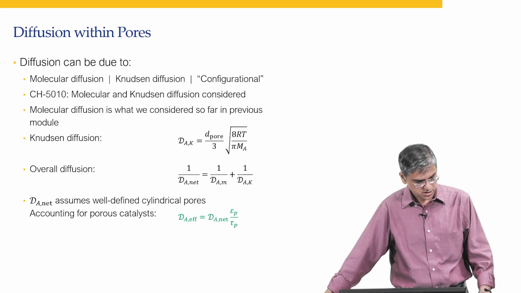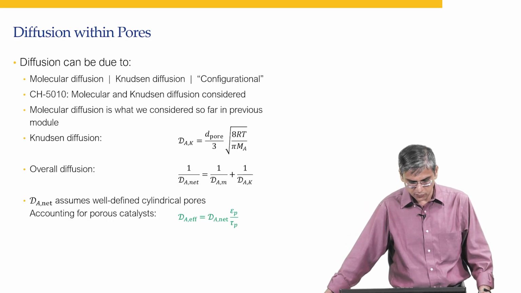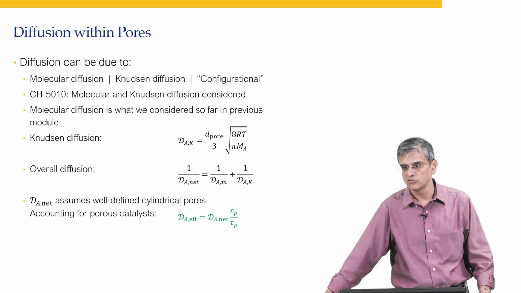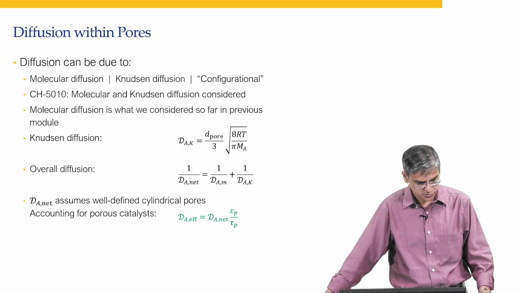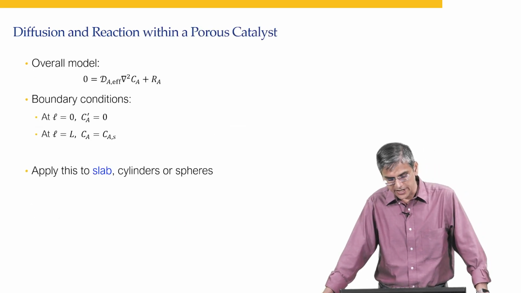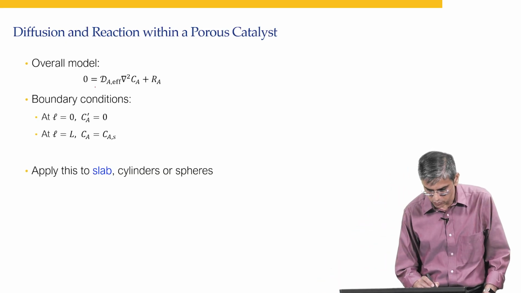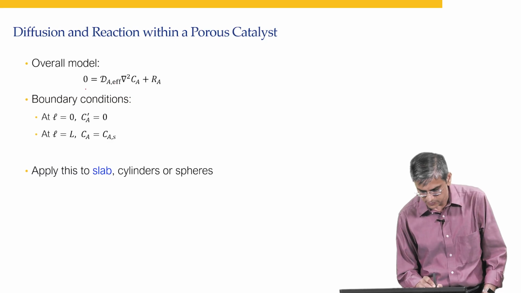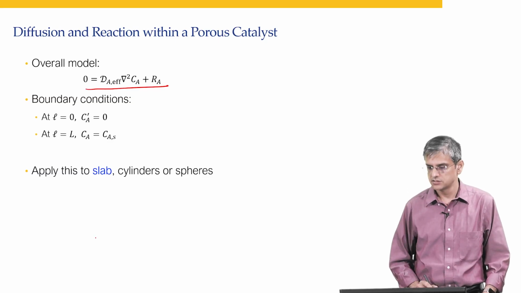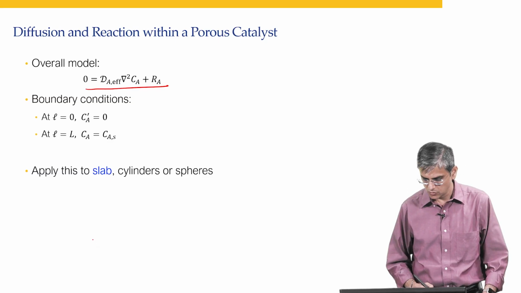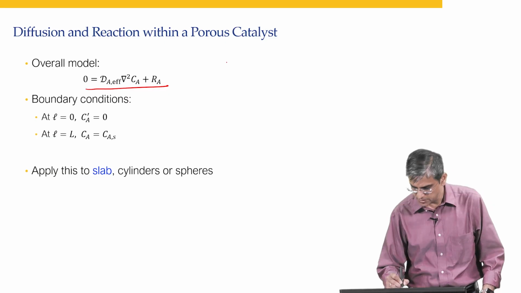We talked about diffusion within the pores, Knudsen diffusion, overall diffusion, and the effective diffusion, that's because of porosity and tortuosity. You have also done a problem in the previous tutorial. This is where we were, that the overall model is like this. Now what are going to be the boundary conditions?